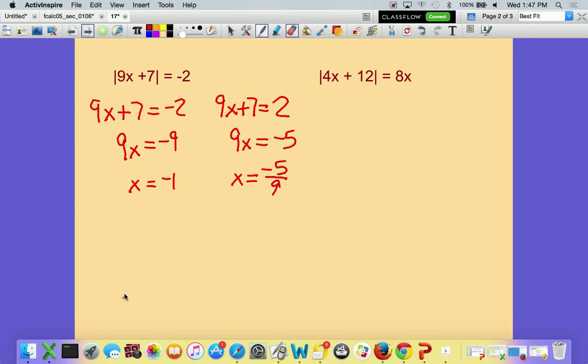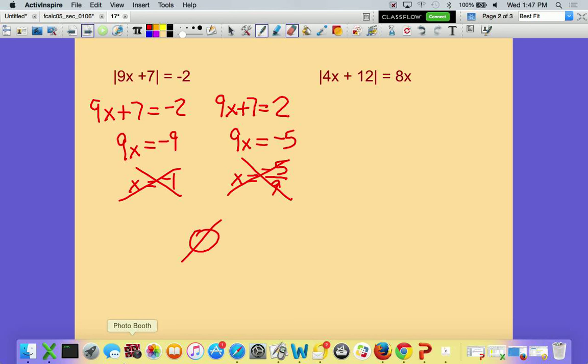Let's plug it in and see if it works. 9 times negative 1 is negative 9. Plus 7 is negative 2, but we still got to take the absolute value of it. 2 does not equal negative 2. That doesn't work. x equals negative 5 ninths. We plug that in. 9 times negative 5 ninths is negative 5, plus 7 is 2. Once again, it's not equal to negative 2. Neither one of those work. Your answer here would be no solution.